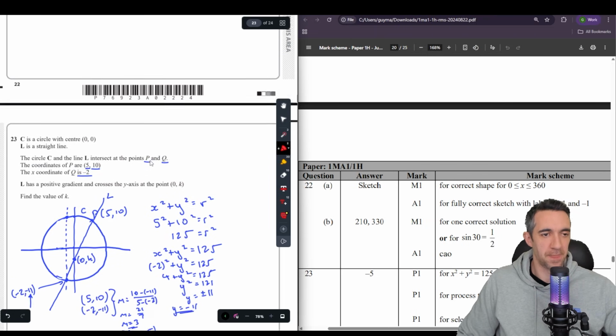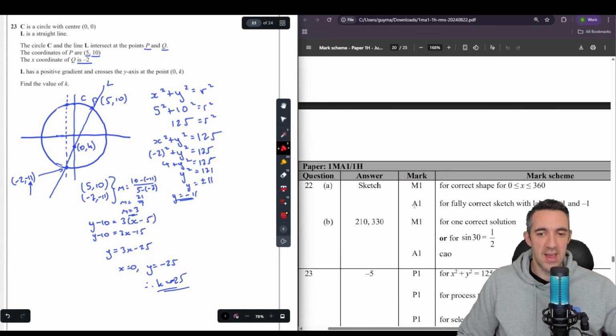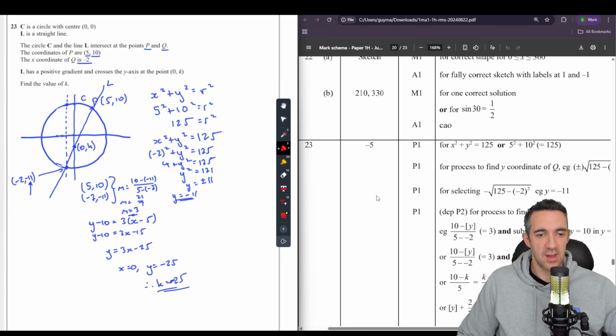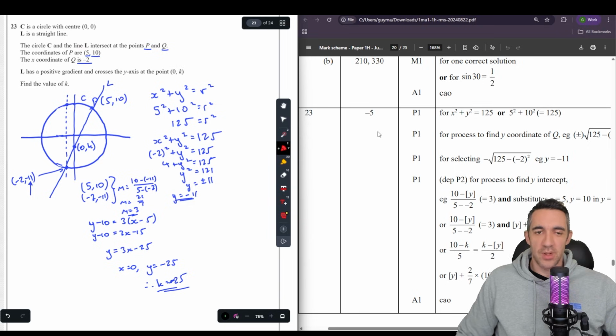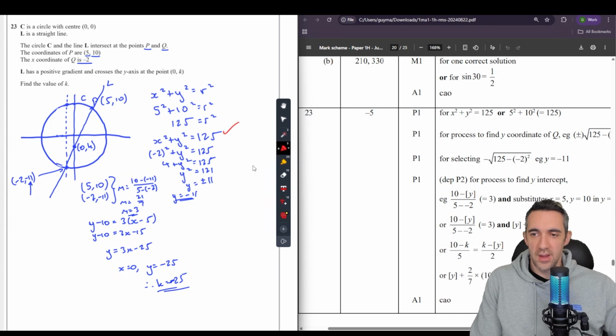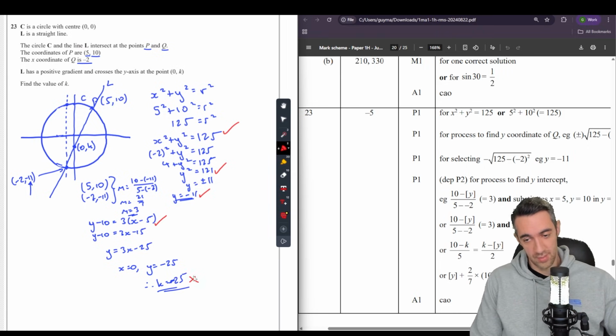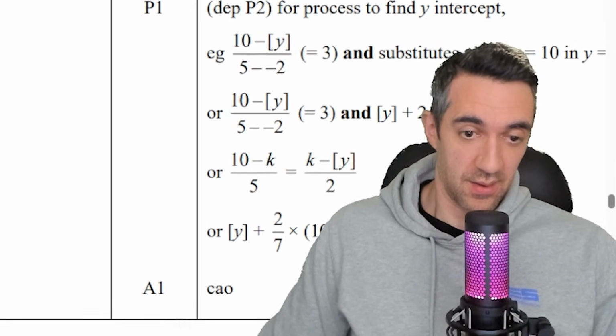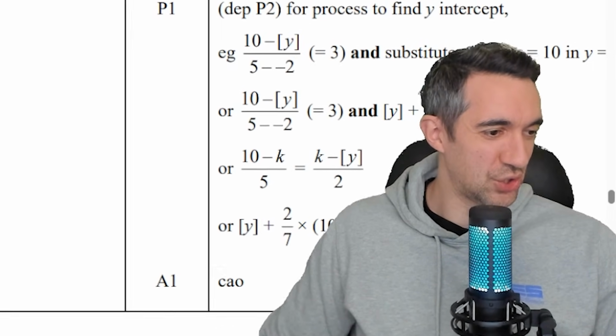It's getting tight now. And then I had this last one here, so 23. So x squared plus y squared equals 125. Yeah, I did that. Process to find the y coordinate, and then for selecting the negative one, I did that, and then process to find the y-intercept. So did the gradient and substitutes. Yeah, okay, so that's then getting my equation over here. And then I did get the right answer because it was supposed to be -5, and I got -25. So I definitely get my 4 marks for that one, which was the last question.